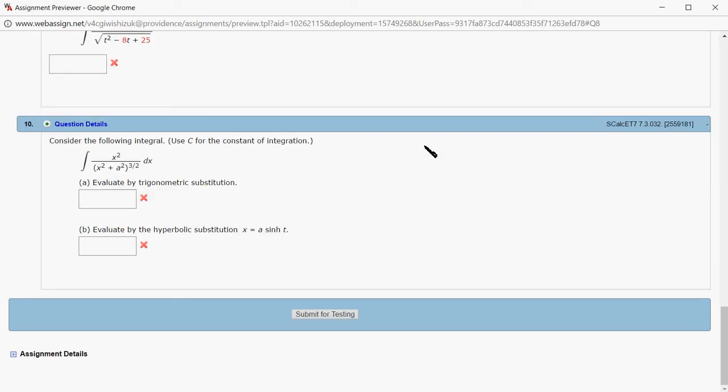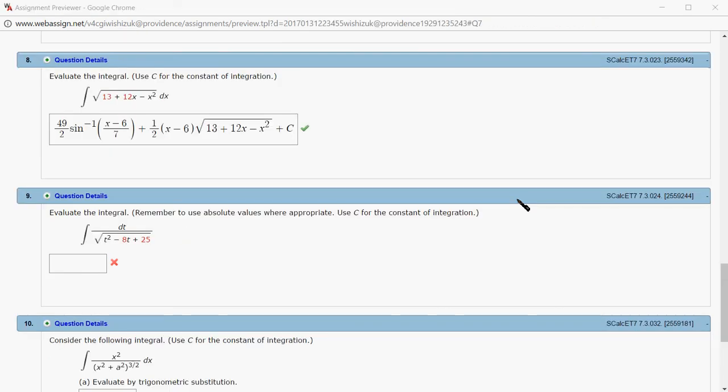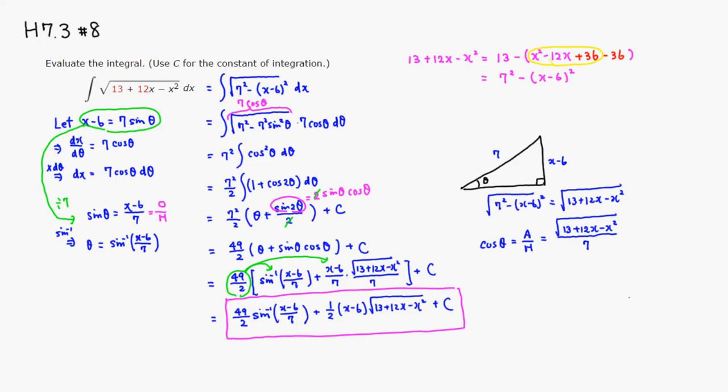Let's check the answer. Submit for testing. It came back and looks like we got this one correctly. Alright, that's it. I hope that this was clear.